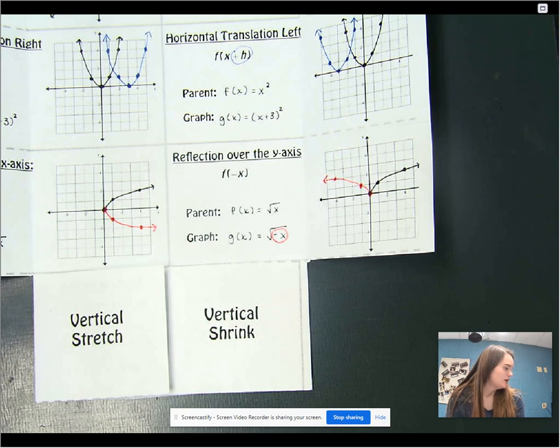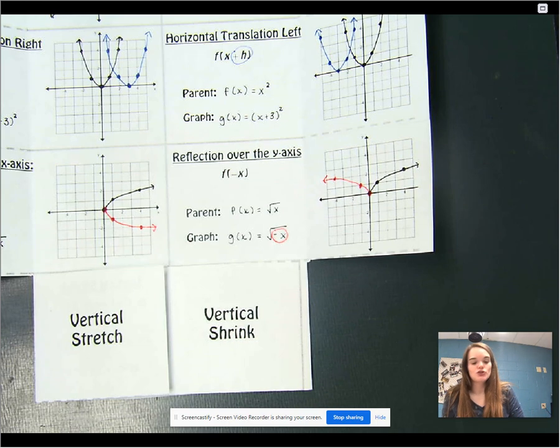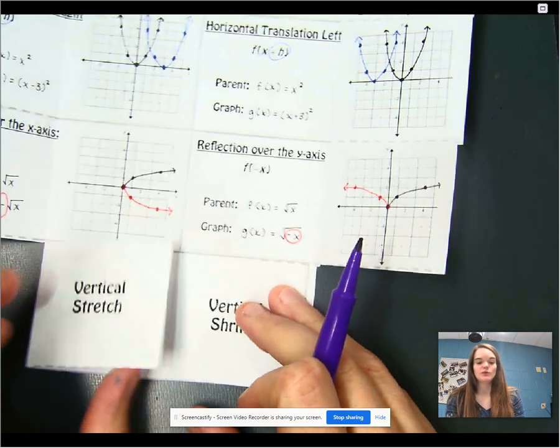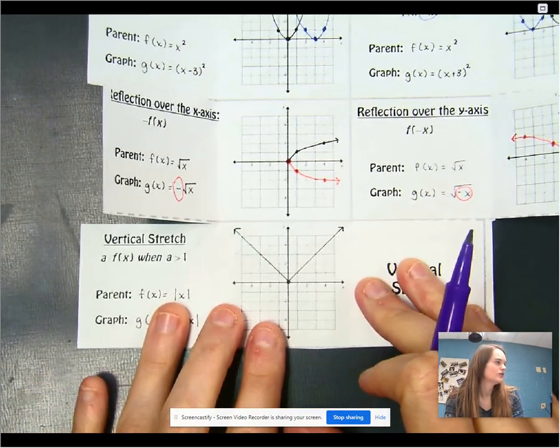Last, we need to talk about a vertical stretch or a vertical shrink. A vertical stretch or a vertical shrink means it's either going to get wider or it's going to get narrower. We're going to talk about that with absolute value functions.